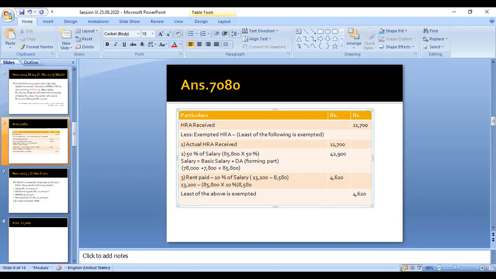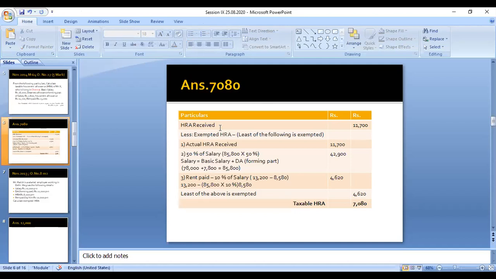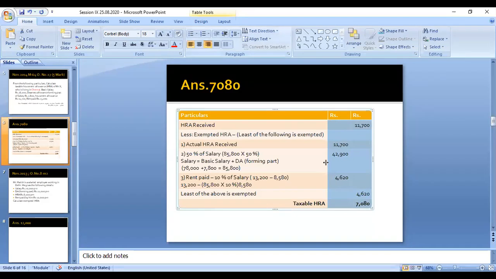Now you have to deduct this exempted amount from 11,700. So you will get the answer, 7,080. So this is called taxable HRA, taxable house rent allowance. I will put it here as HRA only. So this is the answer for this. Right. If you understand this one, we can move on to the next one.